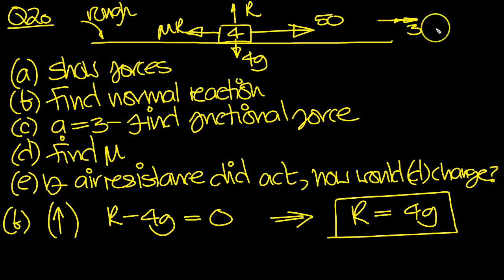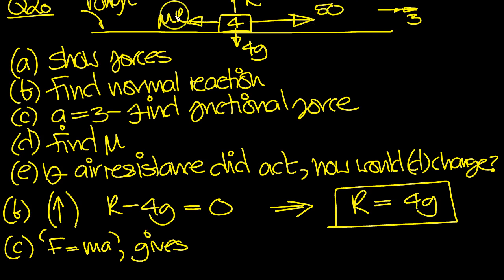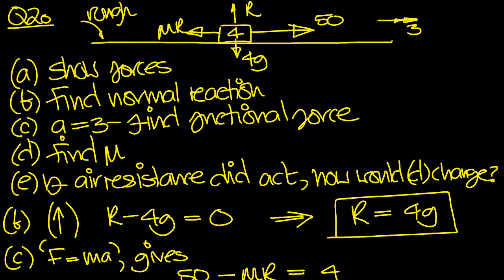If a equals 3, the acceleration, find the frictional force. So let's do part C then. F equals ma. Horizontally gives, so let's apply F equals ma horizontally then. 50 minus the mu R, which is the frictional force, is equal to the mass, which is 4, times acceleration, which is 3.